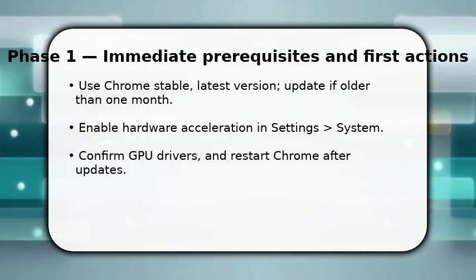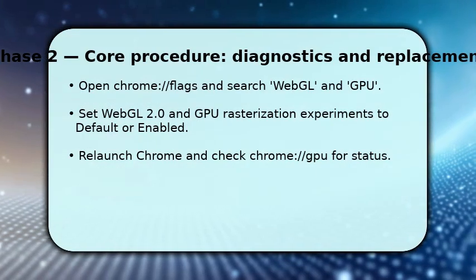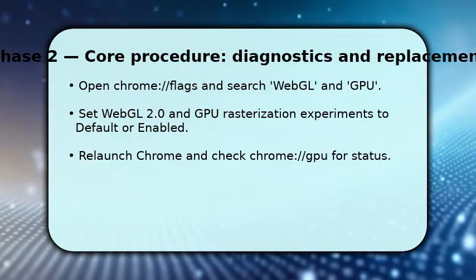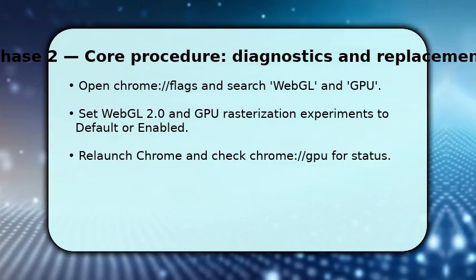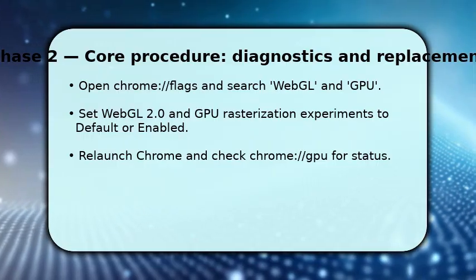Now you enable the browser-level features. Type chrome://flags, search for WebGL, WebGL2, and GPU rasterization. Set them to enabled when available. These flags expose newer rendering paths. Relaunch Chrome so those experimental toggles take effect.